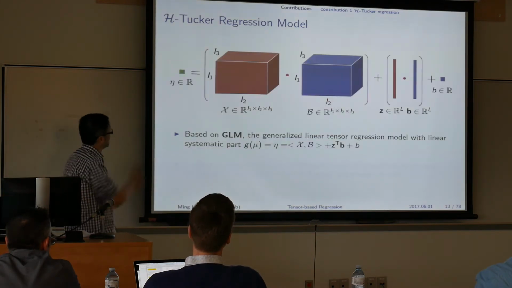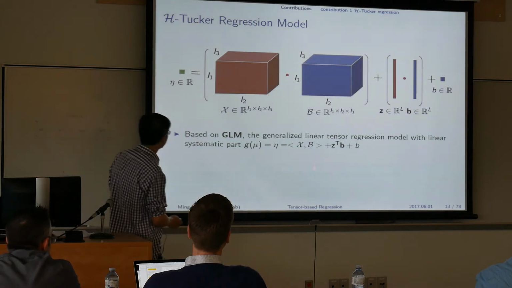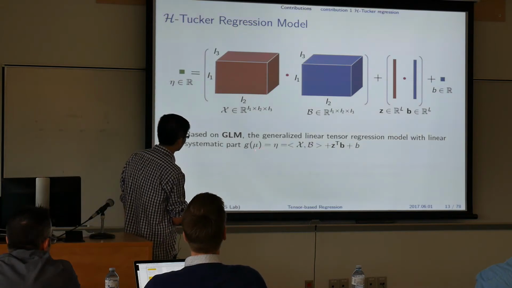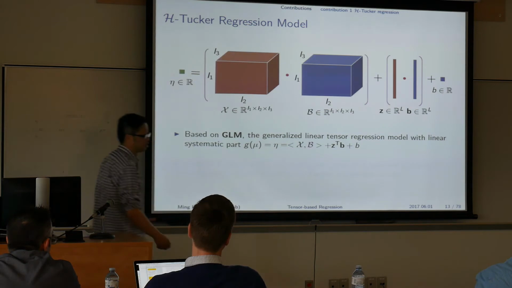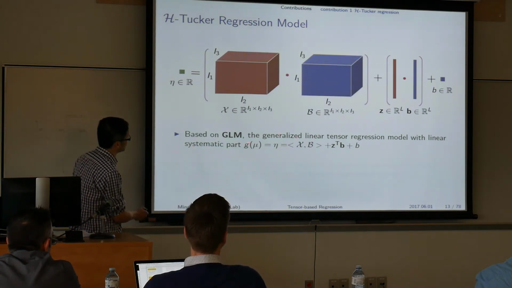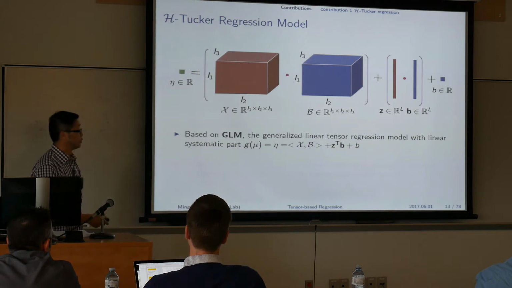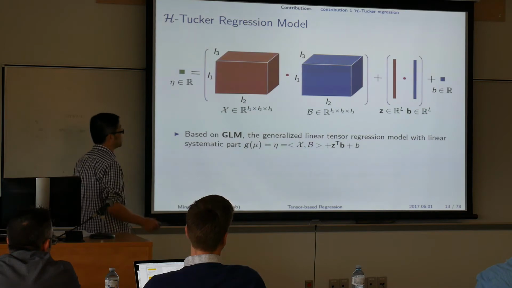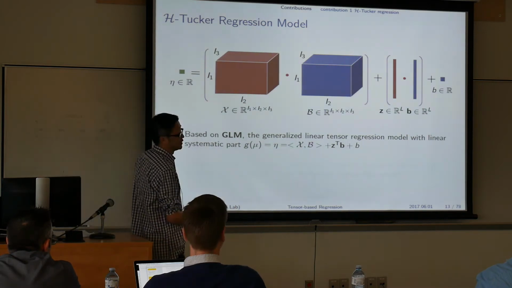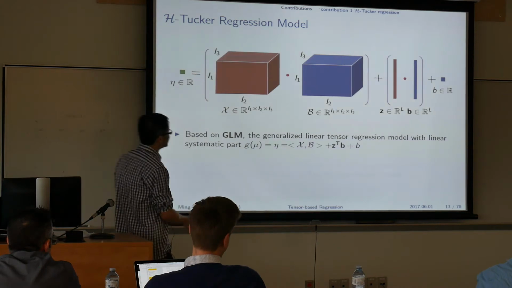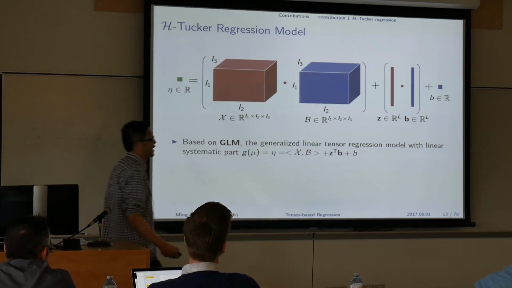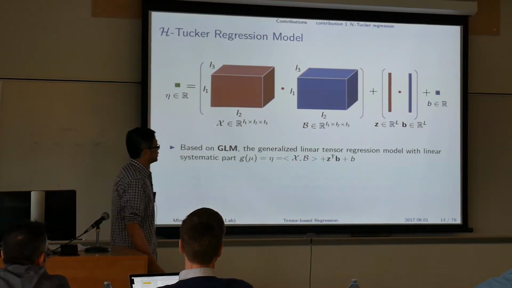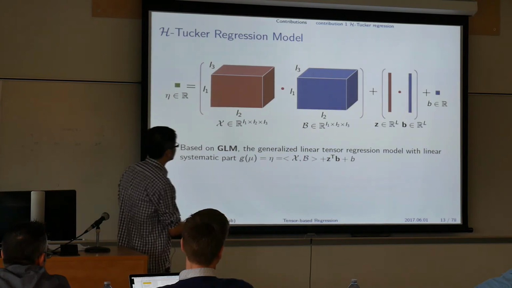And our modeling strategy is based on the generalized linear model, with the linear systematic part like this. And here mu is just the mean of the distribution in an exponential family. G is the link function. It is a linear combination of the unknown parameters. Here B is the full coefficient tensor, which has the same size as X, and captures the effects of each element of X. And here Z is just the regular vector predictor, b is a regular vector coefficient, and this linear term just incorporates the conventional features into the model, and b is just the intercept.